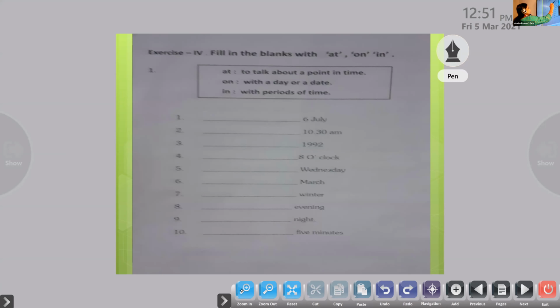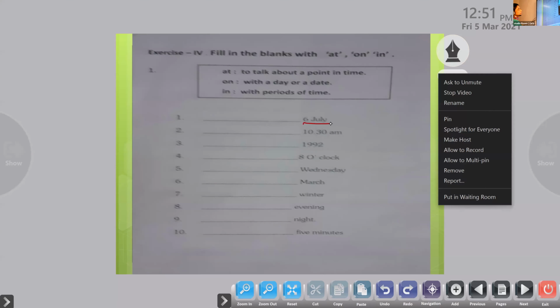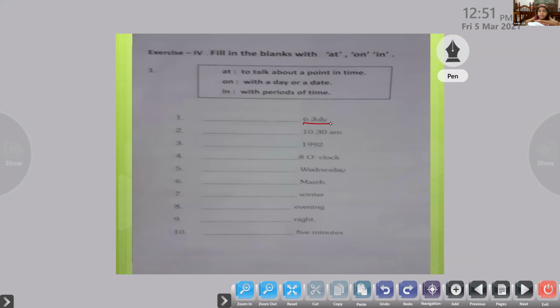So, 6th July. Sarah, come on. On 6th July. Very good. Mohammed Wazim, come on, do the answer. At, very good. At 10:30. If it's right, children, put a tick mark against it. Advait Arun, come on. Read the question and you do it. 1992. Third question.